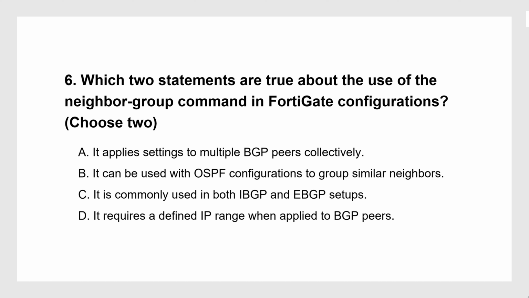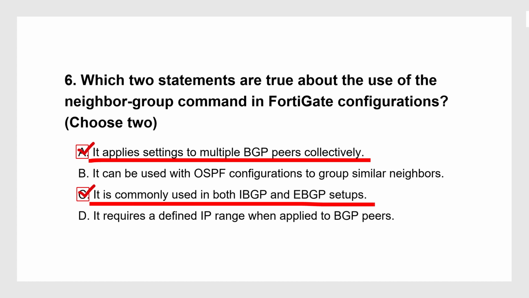So the correct answers are: the neighbor group feature lets you set up shared configurations for a group of BGP peers. This saves you from repeating the same setup for each peer. You can use neighbor group for both internal and external BGP connections, making it a versatile tool for managing different network setups.